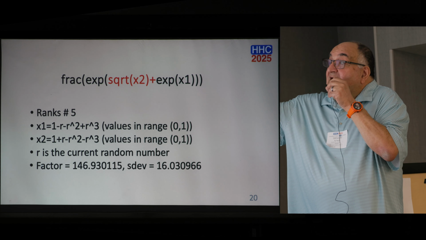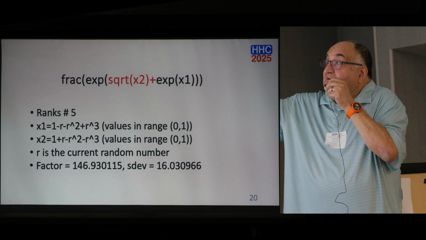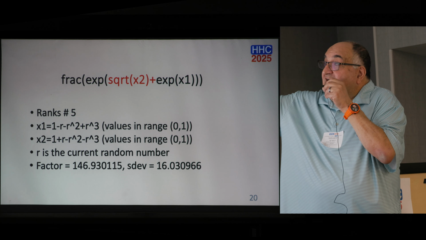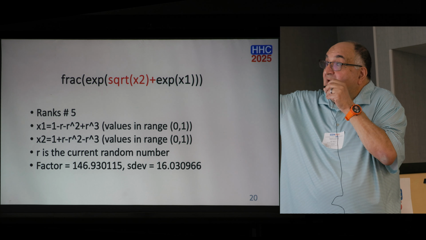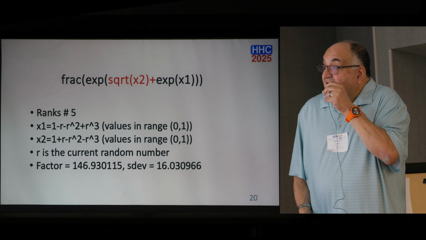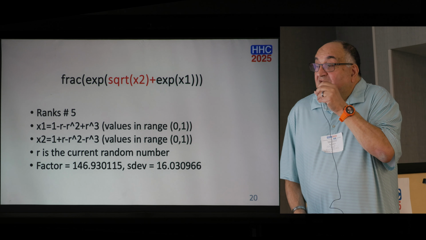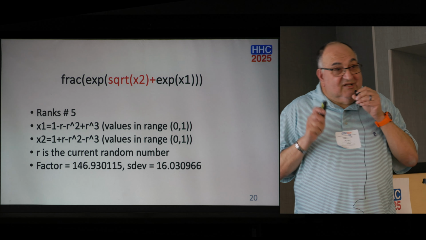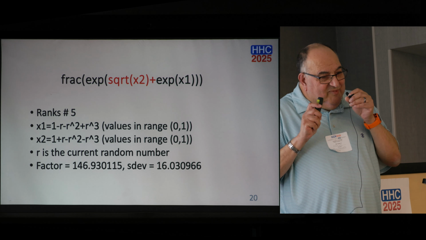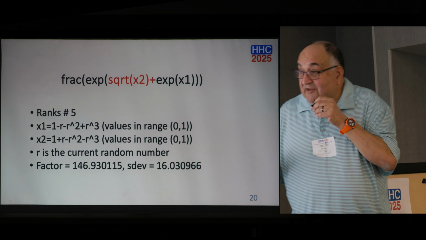And the last one here, I use square root of x2 plus exponential of x1 exponentiated. And both x1 and x2 are cubic functions of r, ranging from 0 to 1. I get 146.93. I'm still under 147, but barely. It's still good.